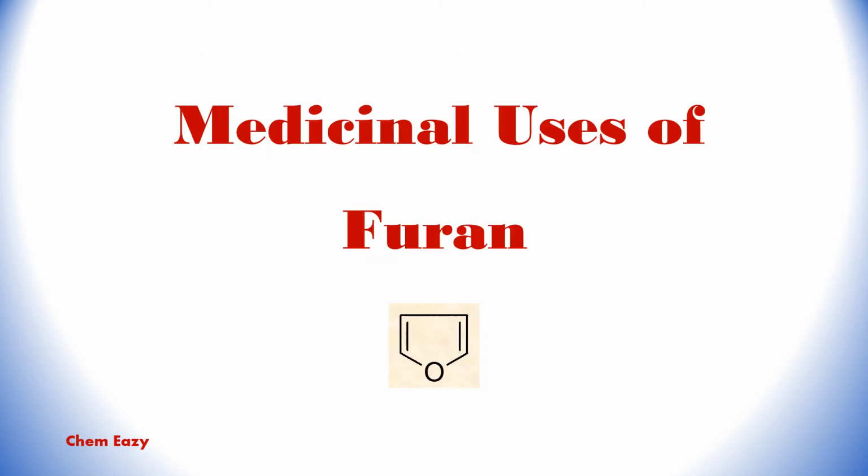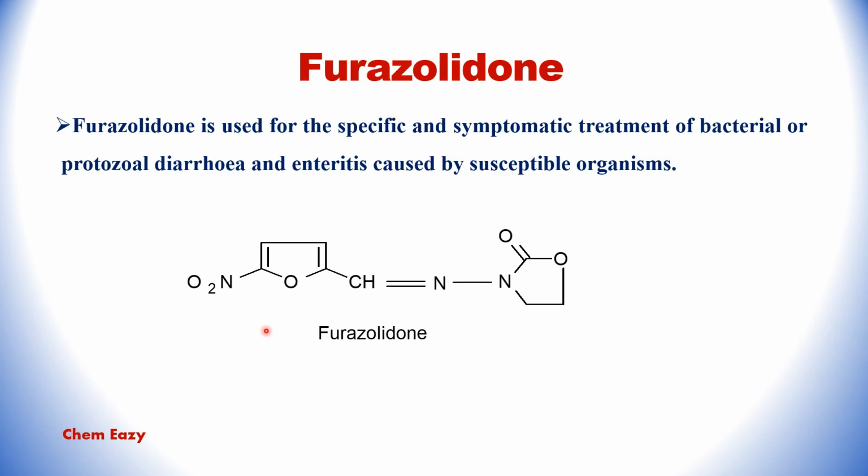Furan is present in many medicinal compounds. Now let us see a few examples which consist of furan nucleus along with their uses. This is one of the medicinal compounds containing furan nucleus, called furazolidone. This furazolidone is used for the specific and symptomatic treatment of bacterial or protozoal diarrhea and enteritis caused by susceptible organisms.